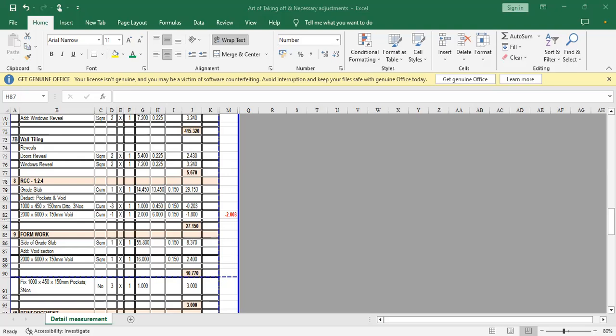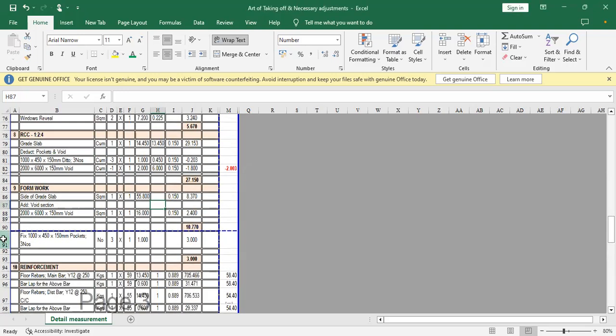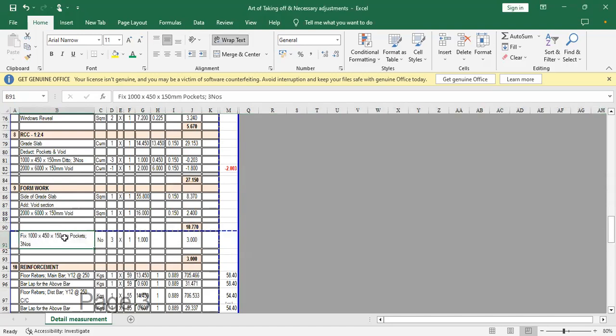because it takes a special skill from a carpenter. They need to do it properly. Hence, the contractor is also due money for fixing them. That is why I have fixed a 1 meter by 450 by 150 mm pocket, 3 numbers of them here.